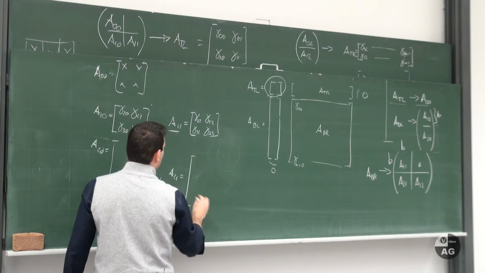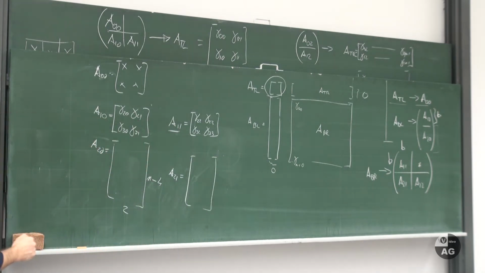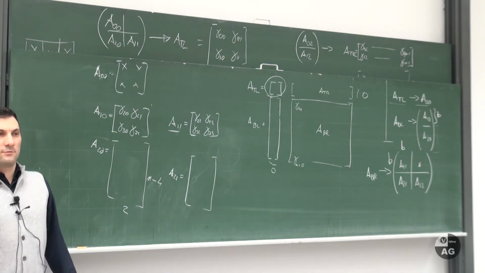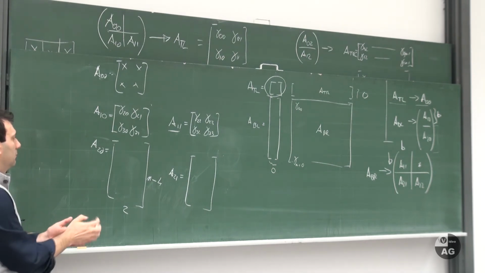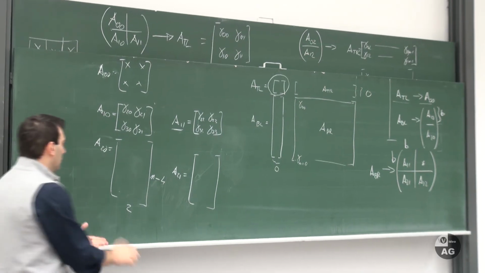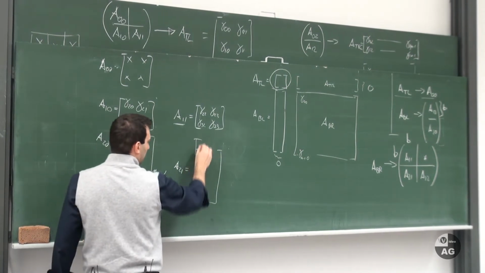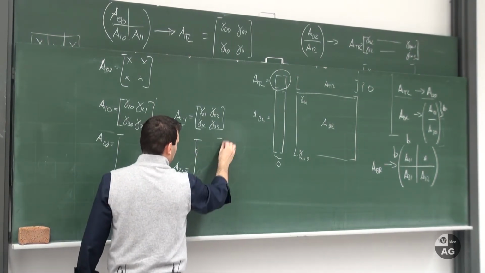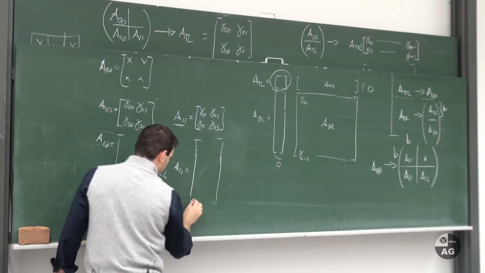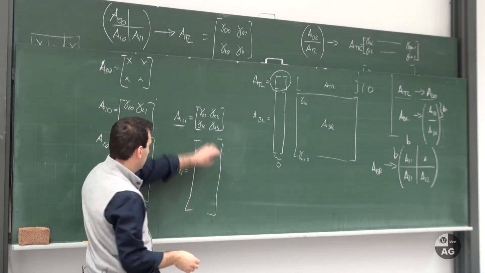A21. Just tell me the size of A21. Same size as A20. Precisely. I was tricky with the drawing, but it's exactly the same. It's n minus 4 times 2.